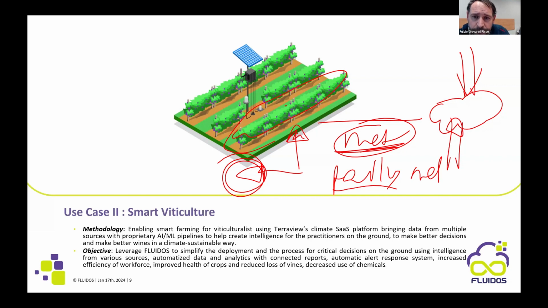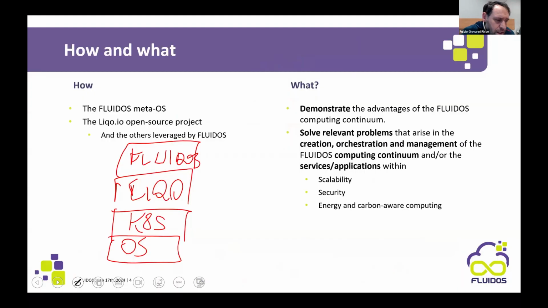Another question from Christos. Can you please specify again the orchestrator between Kubernetes and FLUIDOS? Yes, sure. This component is LIQO, written L-I-Q-O dot I-O, which is open source under the Apache license and so on.